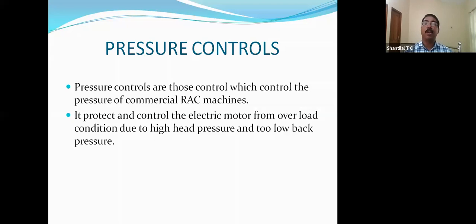For example, 200 psi is the high side pressure. If it exceeds 200 psi, then it is overloaded and very dangerous to the compressor motor, and explosion or other damage can happen. So we have to control the high pressure side. Like the low pressure side, suppose 40 psi is the low pressure setting. If the pressure decreases below that limit, at that time it will switch off. This pressure control device does not allow the system to run in overload conditions.